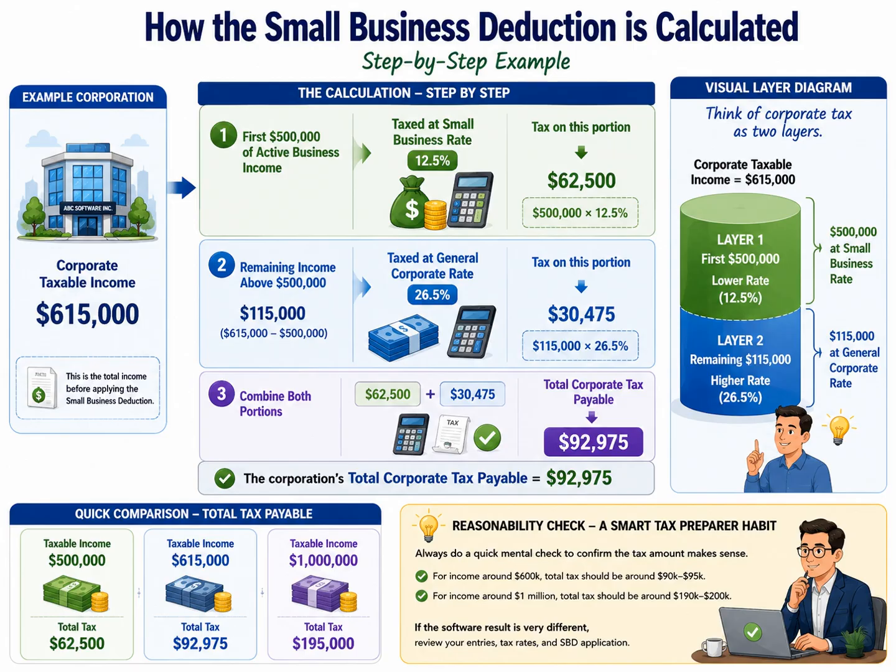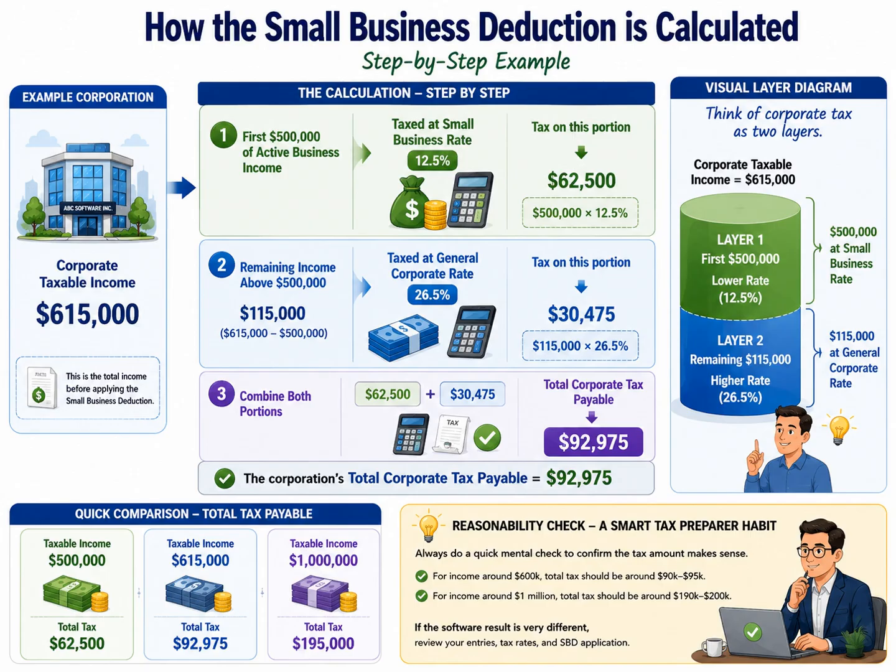As a tax preparer, it is also important to perform a quick reasonability check. For taxable income of around $600,000, you would generally expect the total corporate tax to be somewhere around $90,000 to $95,000. If your tax software produces a result that is far outside this range, it is a signal to review your income figures, tax rates, and small business deduction calculation for possible errors.